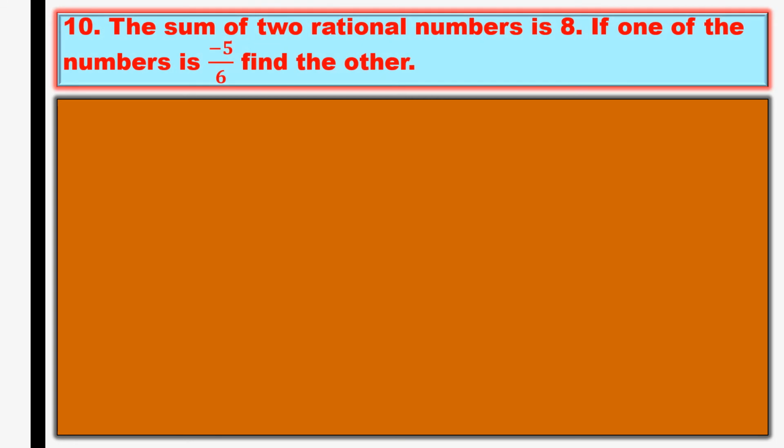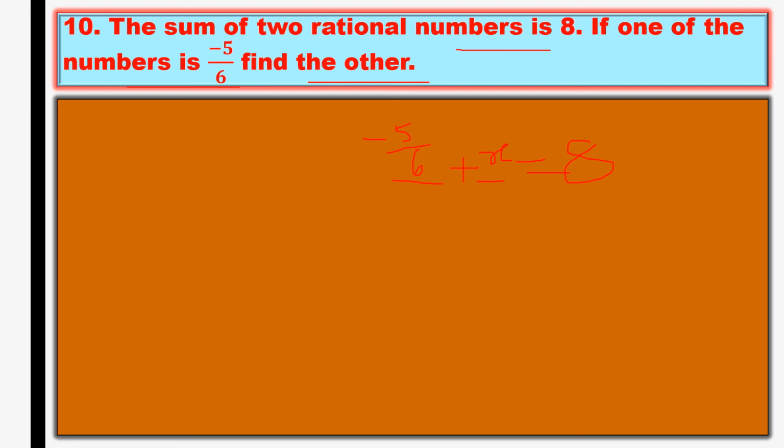Here is your next question. The sum of two rational numbers is 8. Okay, so when you add two things, you are getting the answer as 8. If one of the numbers is minus 5 by 6, so he gave one number, minus 5 by 6, and he asked you to find out the other one. We don't know this other one, so I'll take it as x.